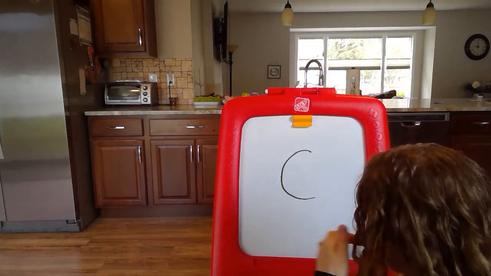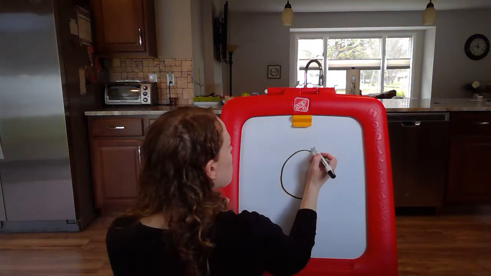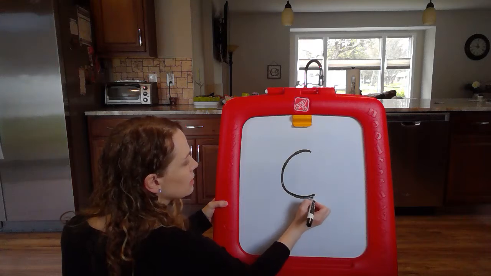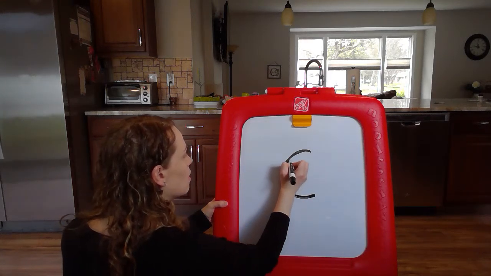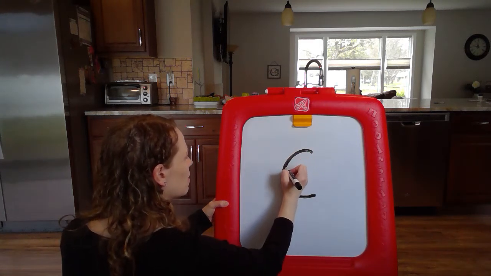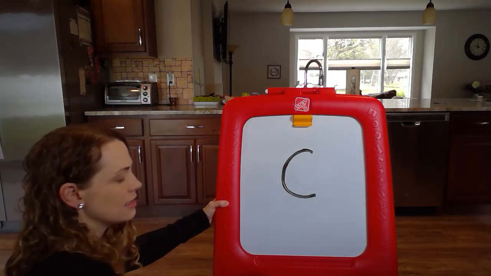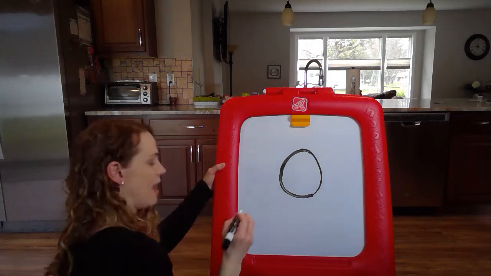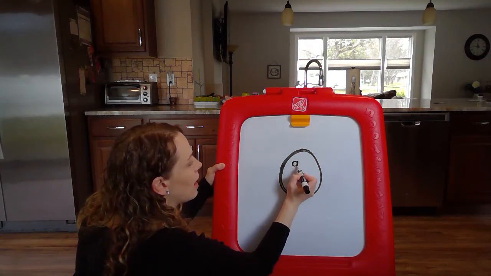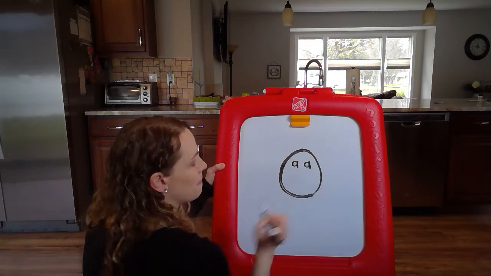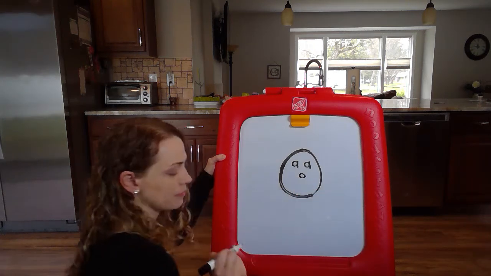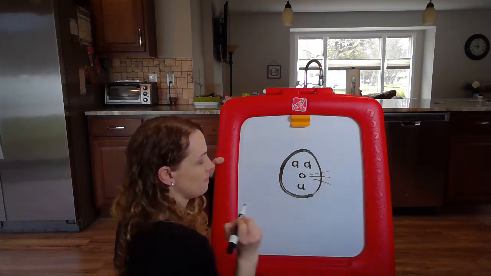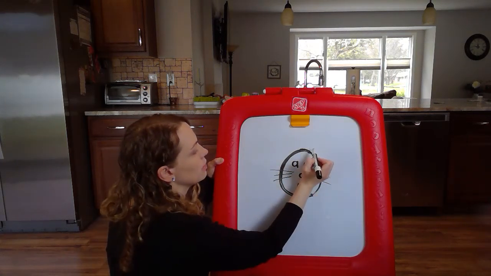Can you see my C? Excellent. Now, with our C, we're going to make a cat, because cat starts with C. So color that C in nice and dark, nice and thick so we can see that letter C. Now we're going to turn it into a cat. Are you ready? Give our cat some eyes and a nose, of course, and a mouth. And then you can add some whiskers and some ears.